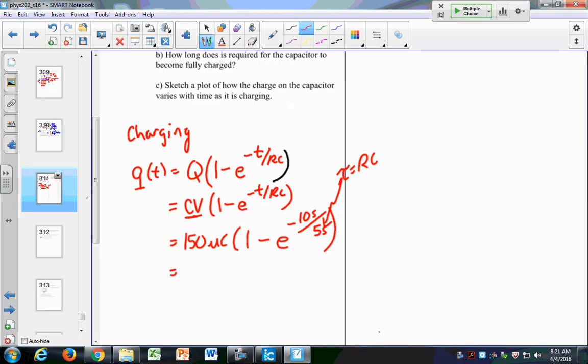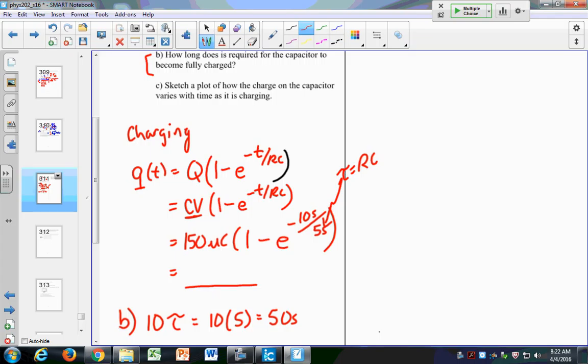I don't know what it is right off. If somebody could find that for me, I'd appreciate it. In order to become fully charged, that's 10 times tau. That's going to be 10 times 5, which is 50 seconds. Whatever your time constant is, multiply it times 10.